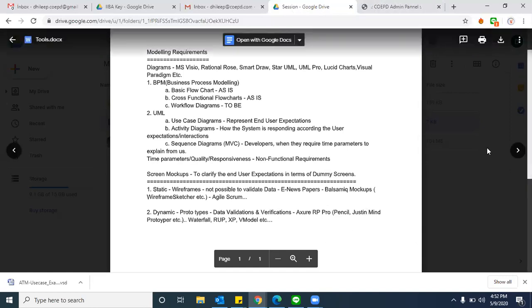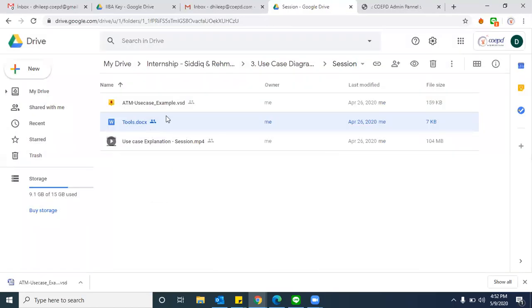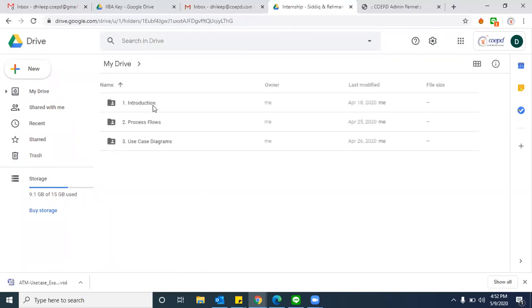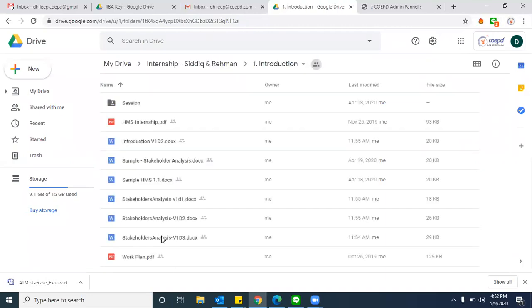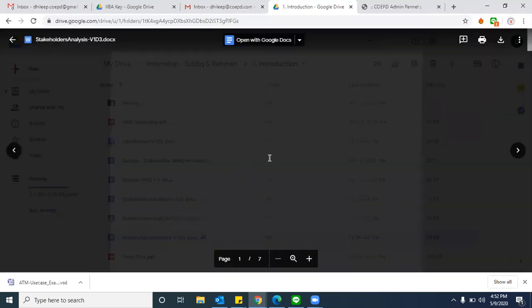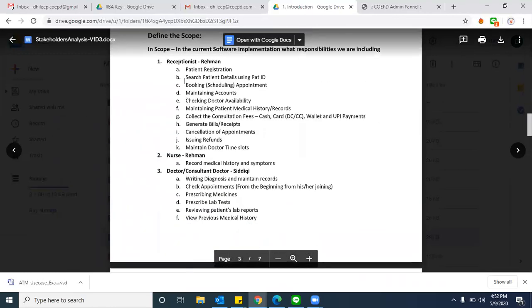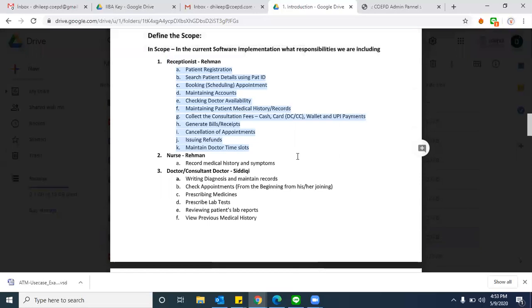Okay. So by this time, possibly at least for a couple of stakeholders, you have a better picture of how this process flow is running, how the stakeholders have been executing the existing manual process, right? So now, according to the process flows, let us go back to the stakeholder analysis. Let us go back to the introduction. We have the stakeholder analysis V1 document, right? If we go back to the in scope, see here in the in scope we have a receptionist, and specific responsibilities we identified, right or wrong? And for each responsibility, we did some process flows, right?